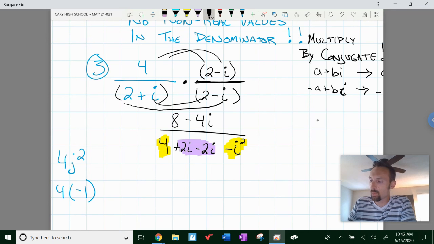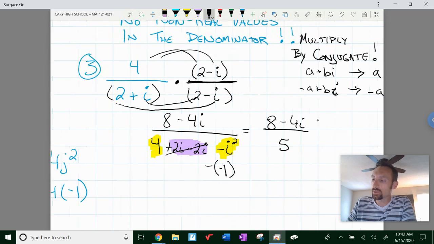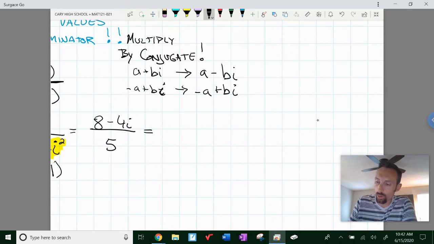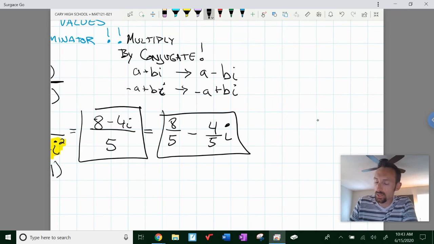And so what we get here is 8 minus 4i. 2i and negative 2i go away. This becomes negative. Now be careful here. Negative I squared is the opposite of I squared. I squared is negative 1. So negative I squared actually turns into positive 1. And 4 plus positive 1 is 5. And so my final answer can be written like that, or you can go ahead and break that up into its parts and say, well, that's going to be 8/5 minus 4/5 I. And I can't remember which one of these My Math Labs likes, so you'll have to do a couple problems to learn which one it prefers.